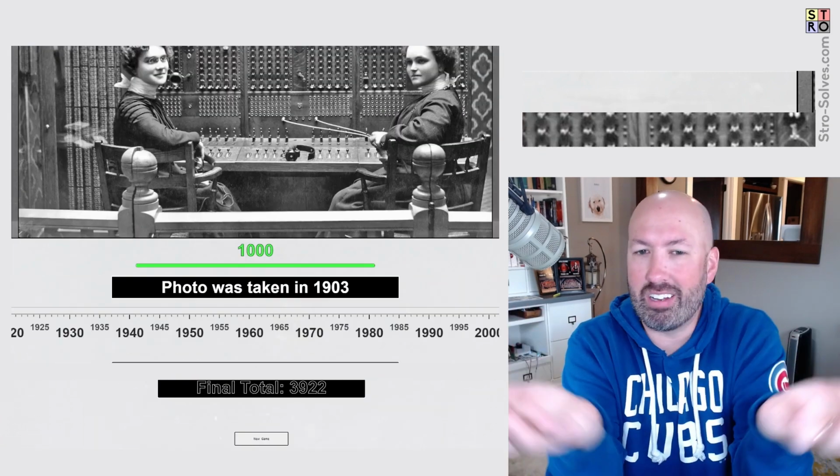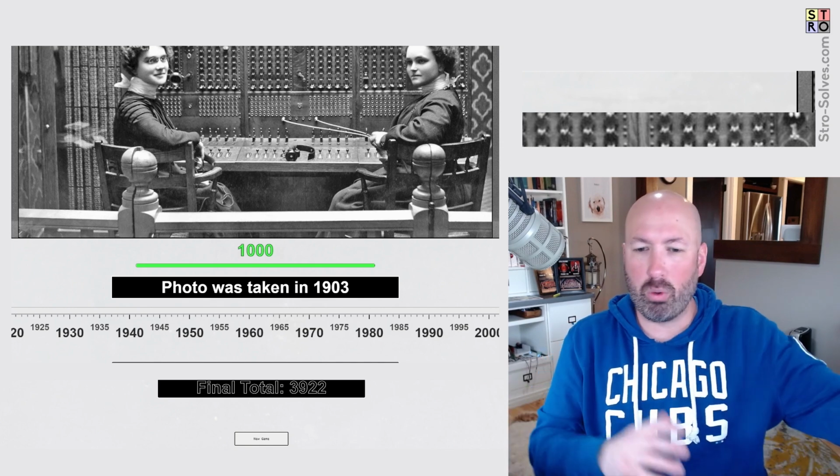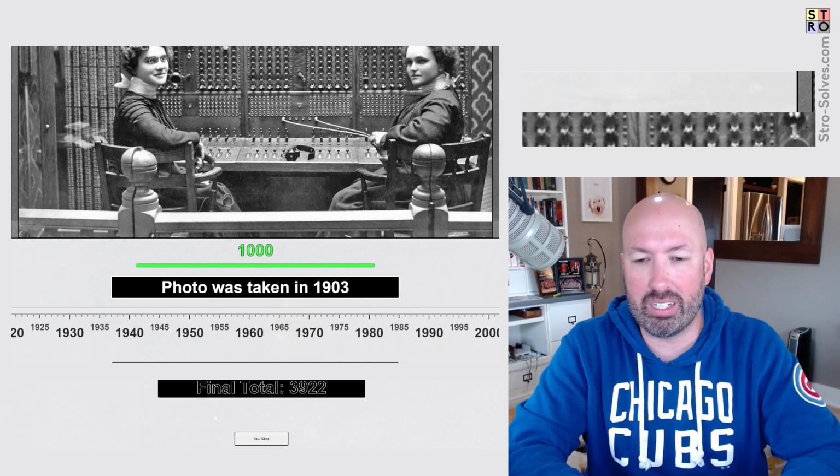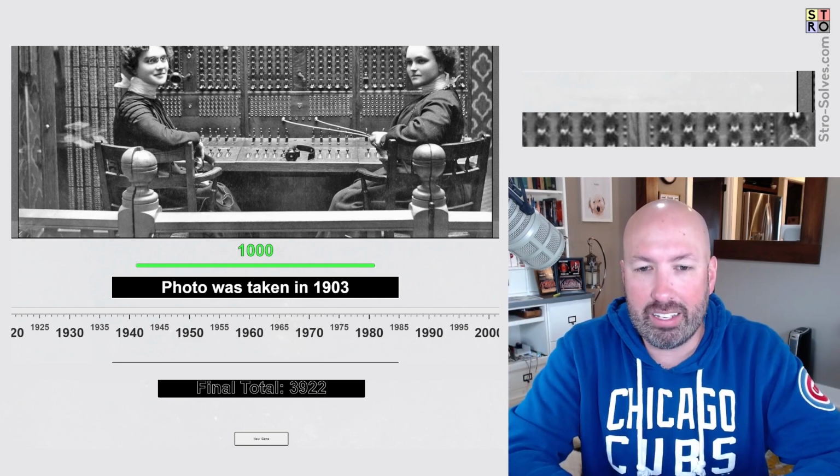Anyways, there you go. That was another Chronophoto with some interesting pictures in there. A whole range. We had one from 1903 and one from 2020 and a couple in the 70s, and we had a whole range of pictures there, so very interesting.